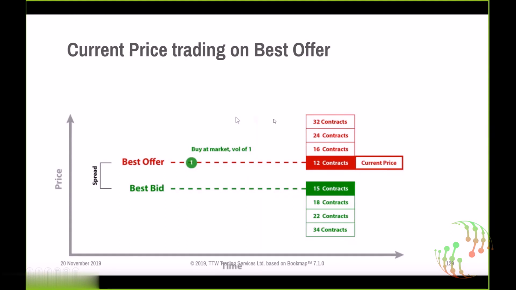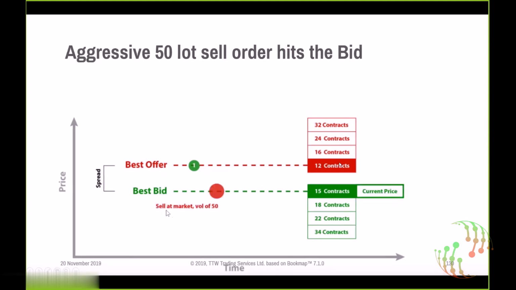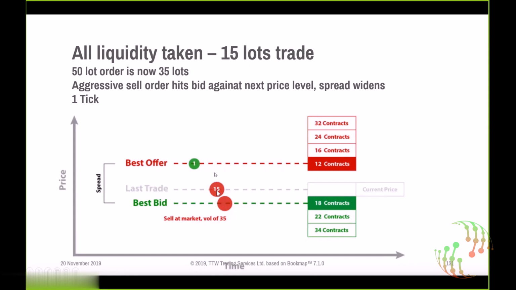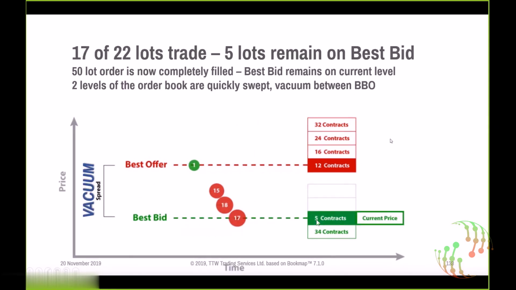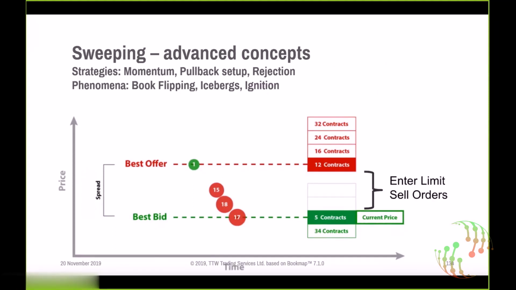Let's go to the scheme of the sweep. We have here our offer side, okay, 32, 24, 16 and 12 contracts. We have below 15, 18, 22 and 34. So we are trading at the best offer here. And suddenly an aggressive 15 lot sell order hits the bid. What happens is very obvious: they are selling everything below. So they are sweeping through and leaving a vacuum on the way down. You see this? That's the scheme of the sweep, but I think it's understandable what happens when a big move comes up. The advanced concept, we will talk about that.